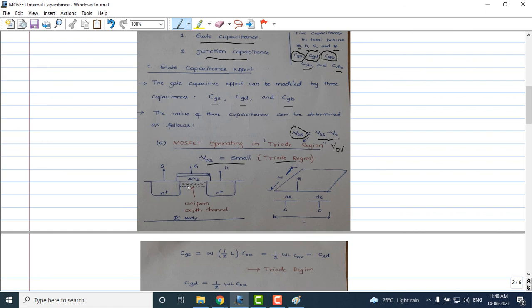In the triode region, we can see that the channel depth is uniform from the source region to the drain region. Uniform in the sense you don't see a variation in the voltage drop in the entire channel region. So the channel region is uniform, and there is a uniform voltage drop from the source end to the drain end here.